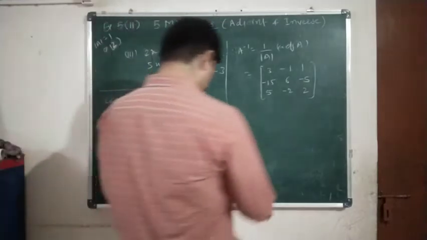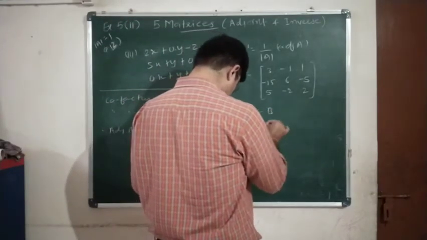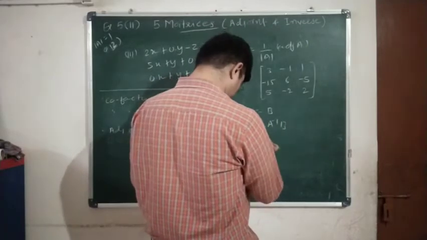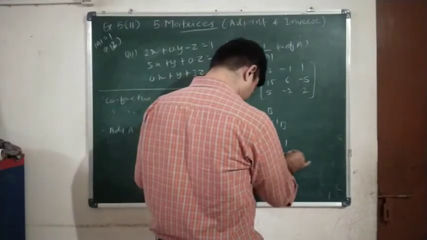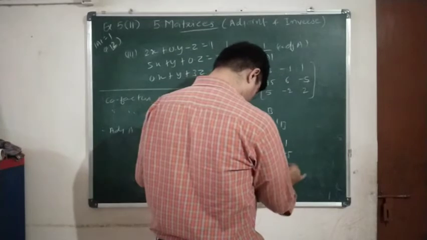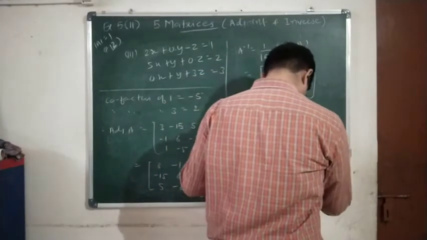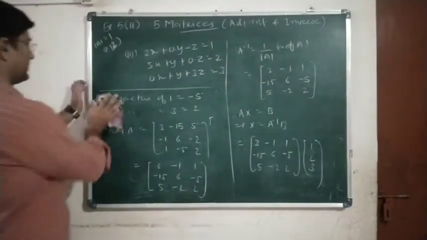Now we have AX equals B, which implies X equals A inverse B. A inverse is the matrix 3, minus 1, 1; minus 15, 6, minus 5; 5, minus 2, 2, into B, which is 1, 2, 3. So let us multiply the two matrices now.